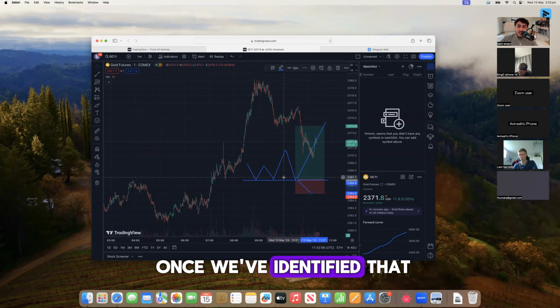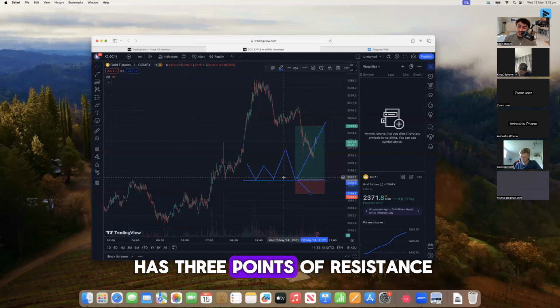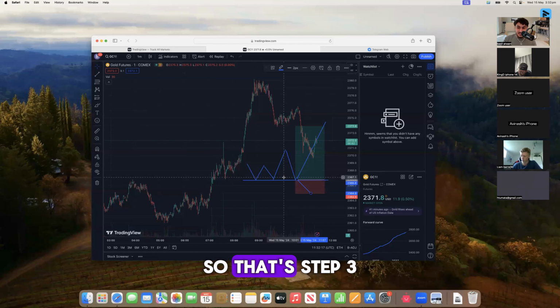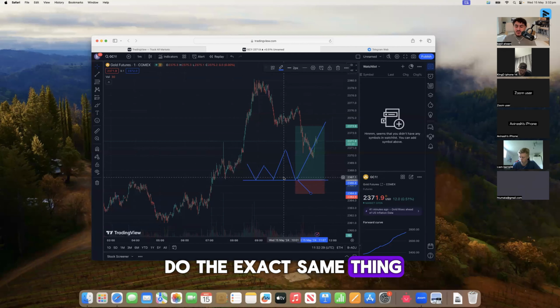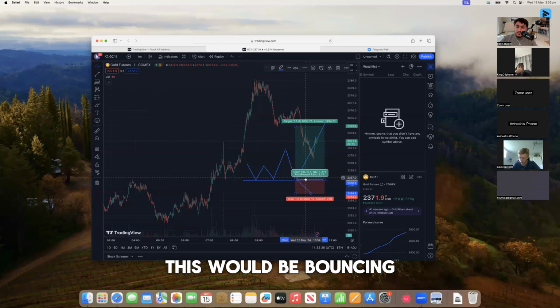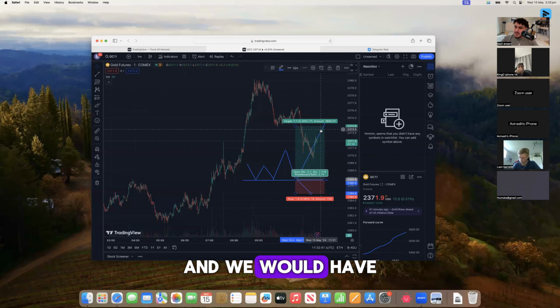And once we've identified that, we look for a point or a place that has 3 points of resistance or 3 points of support. Once we've identified that, so that's step 3, we're going to find exactly when it hits it again for the 3rd or the 4th time, and then we're going to do the exact same thing. So this is a very, very easy, very short example of how to use this. And in an ideal scenario, this would be bouncing off the resistance, which happens quite a lot, and we would have made some very good money.